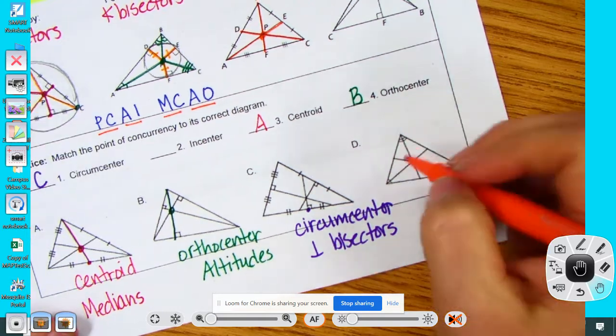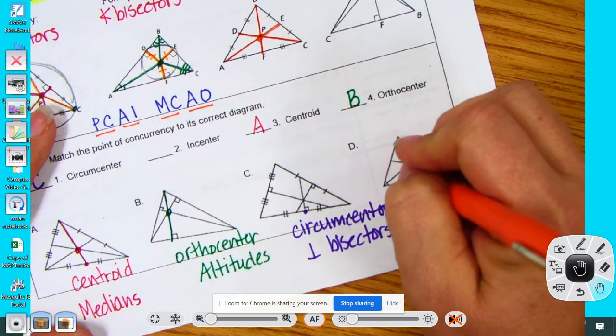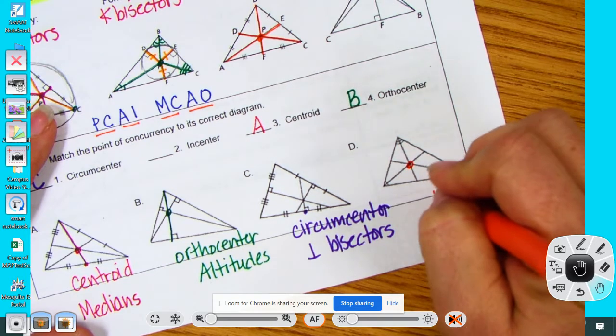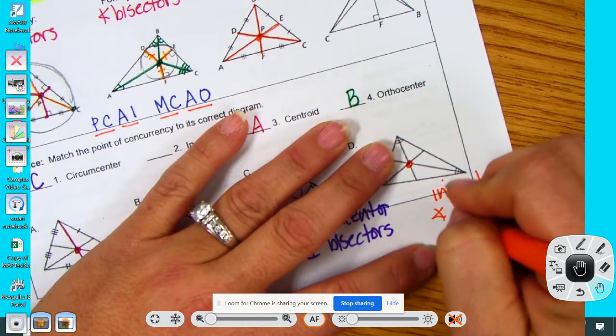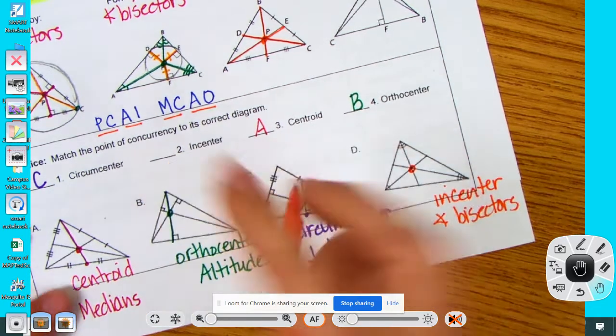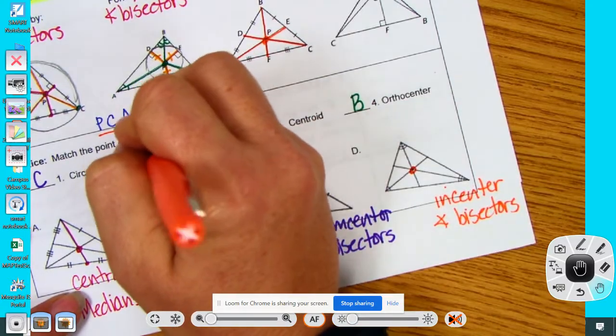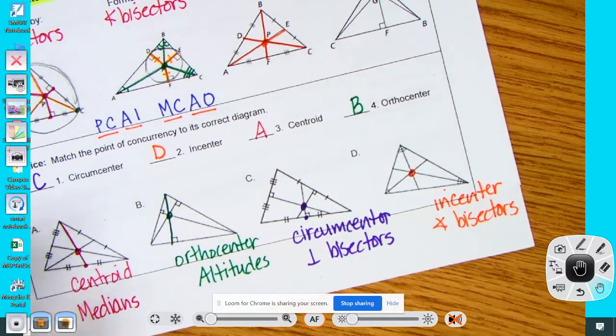And then I see the angle tick marks. So that tells me that this is going to be right here. This is going to be an incenter, which is created by my angle bisectors. So this is D. All right.